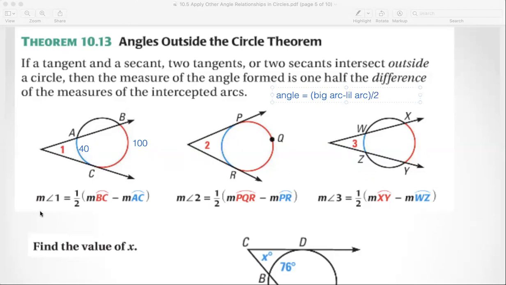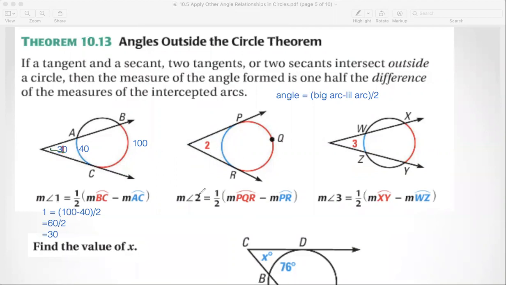Okay, so to find angle 1 in this first example, angle 1 equals big arc, which is 100, minus 40, and then you divide by 2. So that's 60 divided by 2, which gives me 30 degrees. So this angle 1 is 30 degrees, and that's referring to this angle coming in here, kind of like the flashlight shining on the planet.